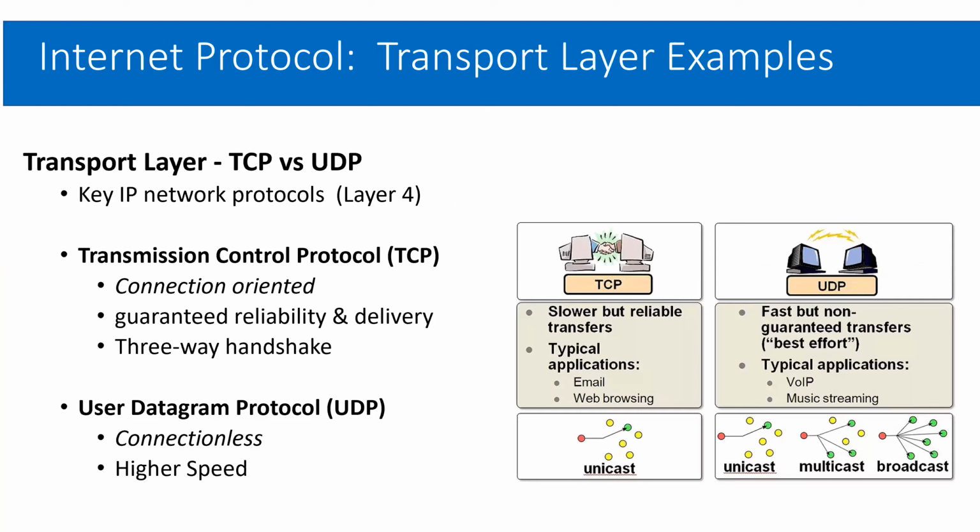All right, it's TCP and UDP. We hit these before. The key takeaway is TCP guarantees the reliability and delivery of the data, and it does that using a three-way handshake. We're going to do an example of that in just a minute.